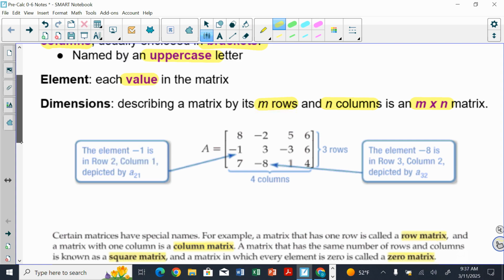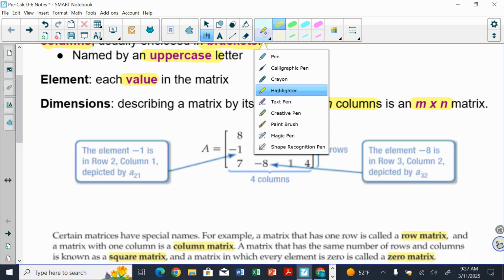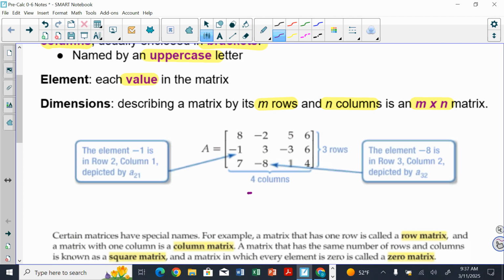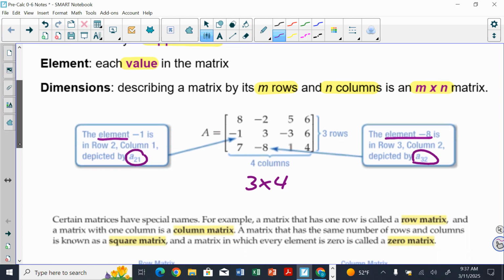So these here down below, this would be a 3 by 4 matrix because we've got 3 rows, 4 columns. So it'd be a 3 by 4 matrix. And then when we think about elements here, the element -1 is in row 2, column 1. That's its place, and we depict that by a sub 21. Same thing over here. This element -8 is listed in row 3, column 2. So we would say a sub 32, row 3, column 2. Just some kind of ways to place certain things as we go through it.